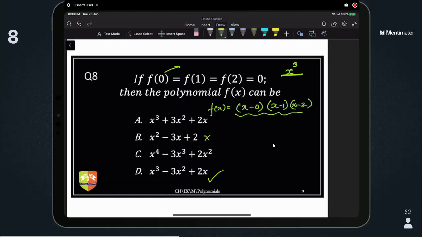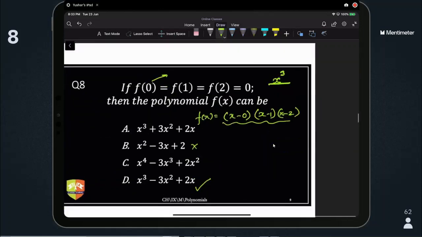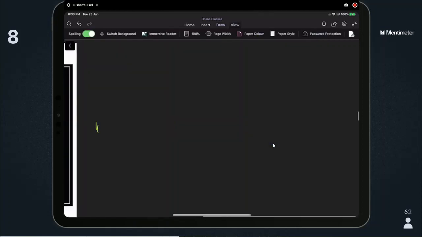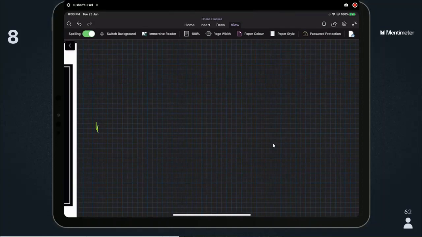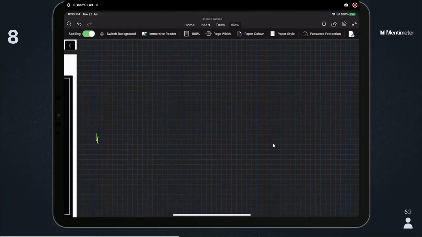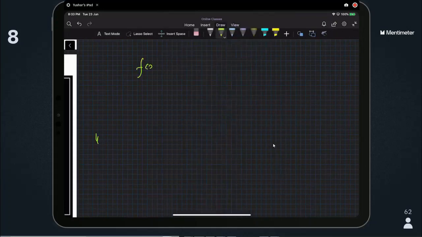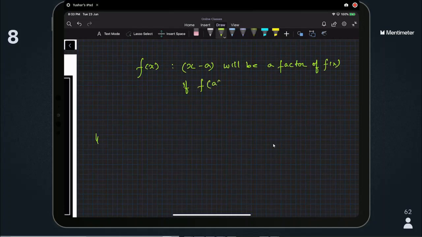So could you please explain it once again? Once again. So, there you go. By factor theorem, what is factor theorem? Factor theorem says that if you have a polynomial f(x), then x minus a will be a factor of f(x) if f of a is 0. This is what we learned, isn't it?